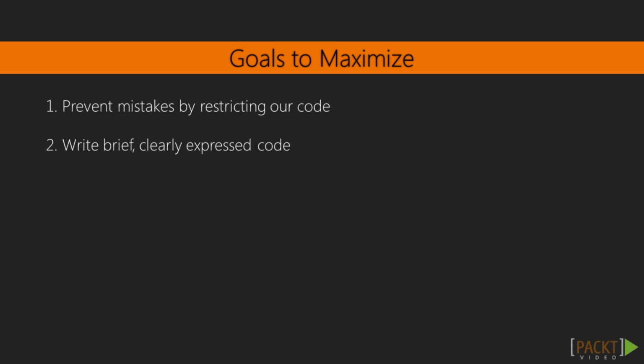When choosing between an implicit or an explicit type, we should try to find a way to maximize the following goals. 1. Prevent mistakes by restricting the range of possibilities that we can write in our code, thereby protecting the programmer from themselves. 2. Write brief and clearly expressed code. Let's take a look at how we can do that.